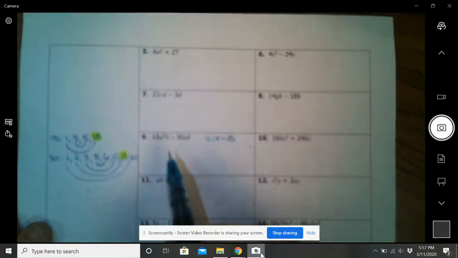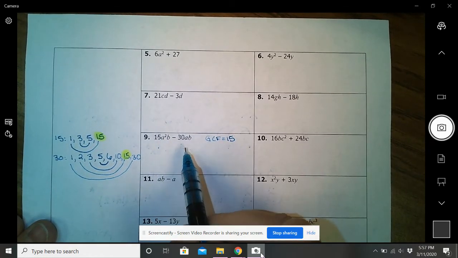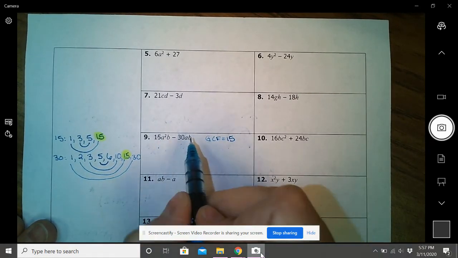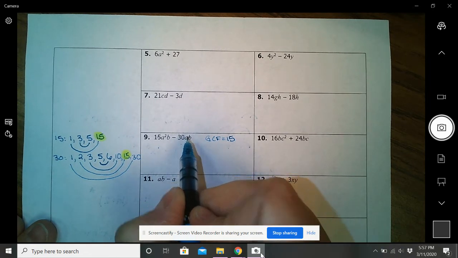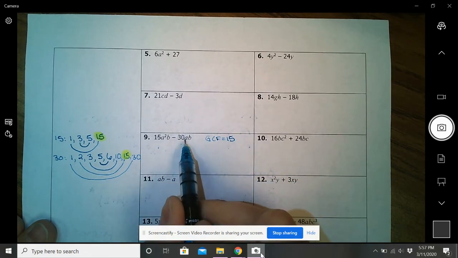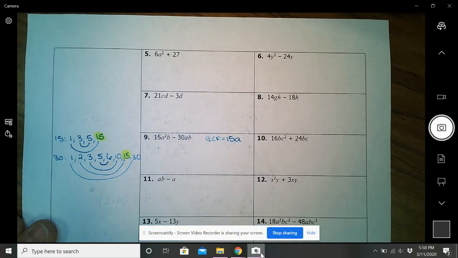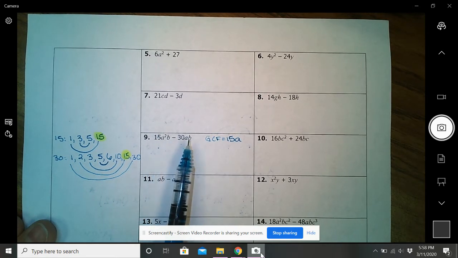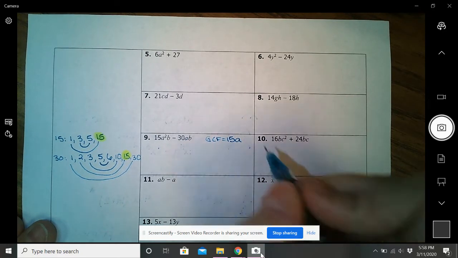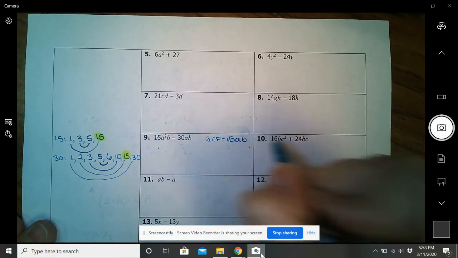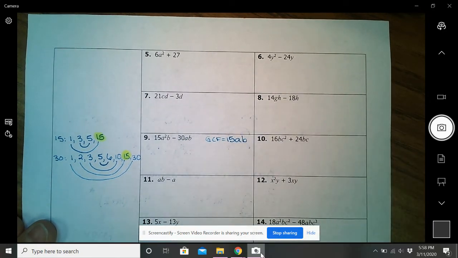Okay, so in the first term, A has an exponent of 2. In the second term, A has an exponent that's invisible, but there would be a 1 right there. So I'm going to use 1A as the GCF. Okay, there's also a B in both terms. This is B to the power of 1, and this is B to the power of 1. So the common factor is also B to the power of 1.